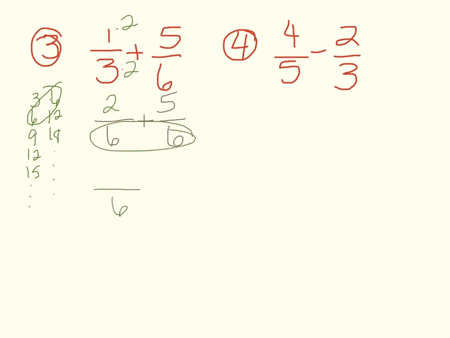Okay, and then 2 plus 5 is 7. And in algebra, we prefer improper fractions to mixed numbers. So we're going to leave that improper. Just make sure it's in lowest terms.